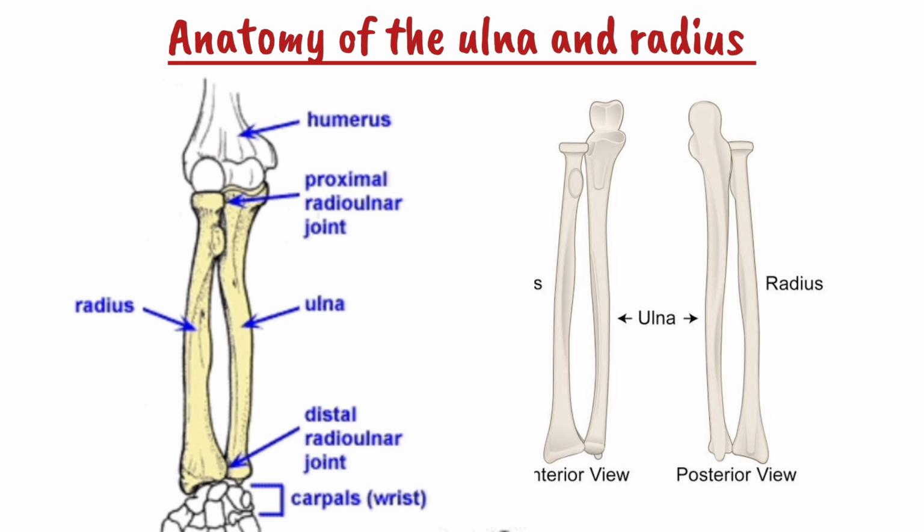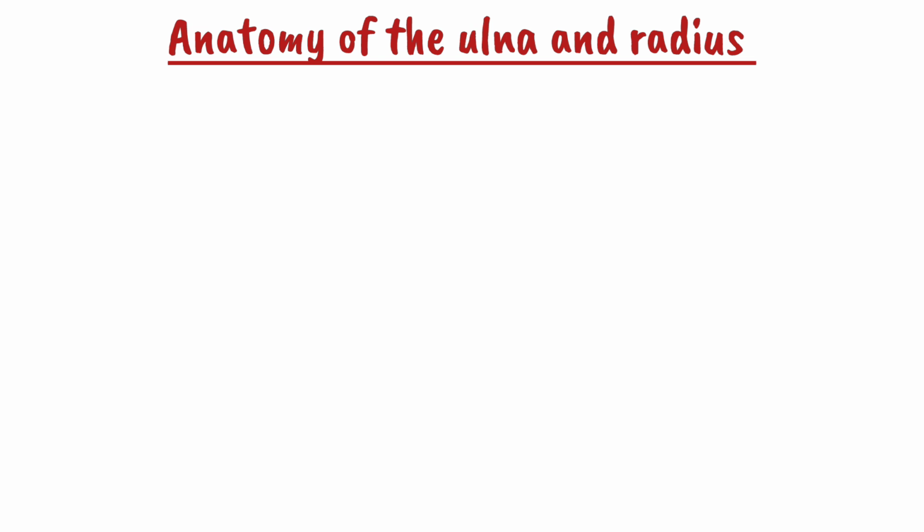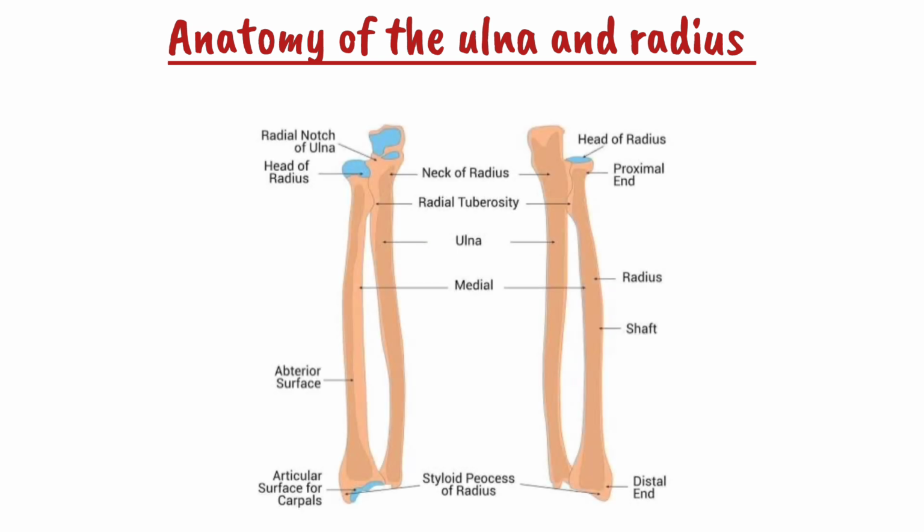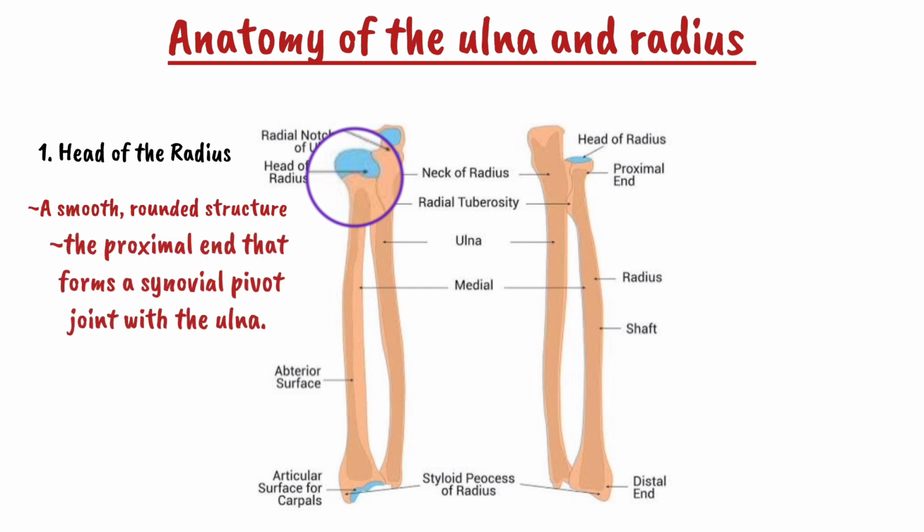Let's go over the bony landmarks of the radius. The radius features several important anatomical landmarks. Number 1. The head of the radius. A smooth rounded structure at the proximal end forms a synovial joint with the ulna. This allows for pronation and supination, the rotational movements of the forearm.